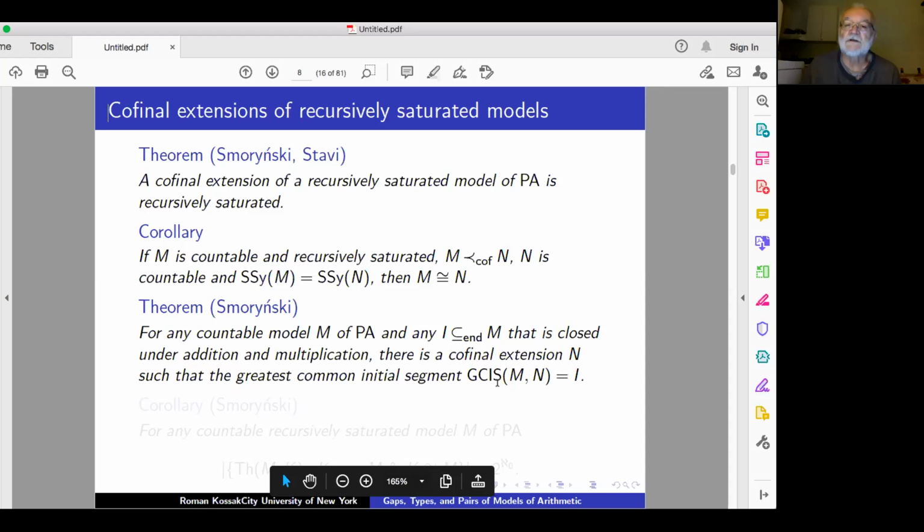And Smoryński proved several things about those greatest common initial segments. One of them is that if you have a countable model of PA and you have an initial segment that's closed under addition and multiplication, then you can construct a cofinal extension such that the greatest common initial segment of the model and its extension is exactly that segment.